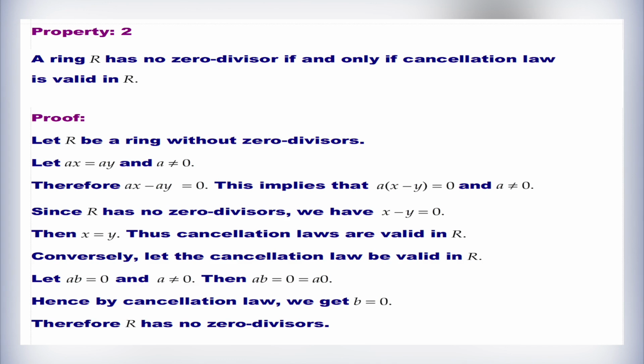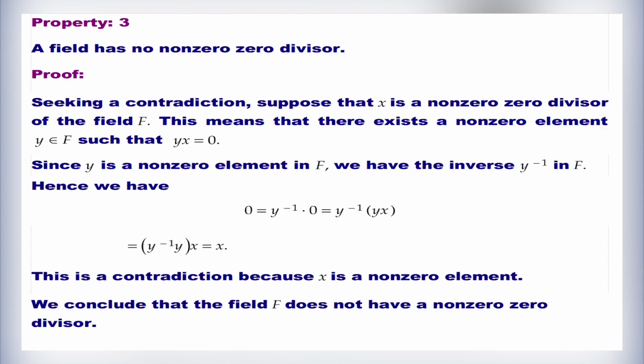Conversely, let the cancellation law be valid in R. Let AB equal to 0 and A not equal to 0. Then AB equal to 0 equal to A into 0. That is, AB equal to A into 0. So, by cancellation law, we get B equal to 0. Therefore, R has no zero divisors.